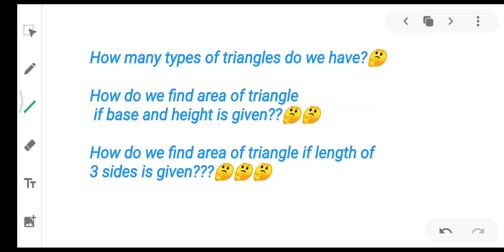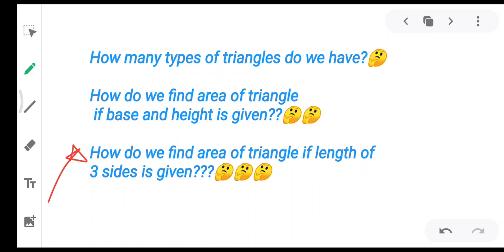So to begin with, we will try to answer some questions like how many types of triangles do we have. You have been learning about different types of triangles from your lower classes. Then we will also see how do we find area of triangle if base and height is given, which you have done in your previous classes. And the most important is we are going to see how do we find area of triangle if length of three sides is given.